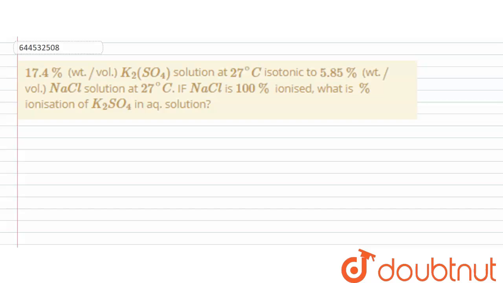Hello everyone. So let's see this question. In this question it is given that 17.4% weight by volume K2SO4 solution at 27 degrees centigrade is isotonic with 5.85% weight by volume NaCl solution at 27 degrees centigrade. If NaCl is 100% ionized, then what is the percentage ionization of K2SO4 in aqueous solution? Right? So first of all, what is given?